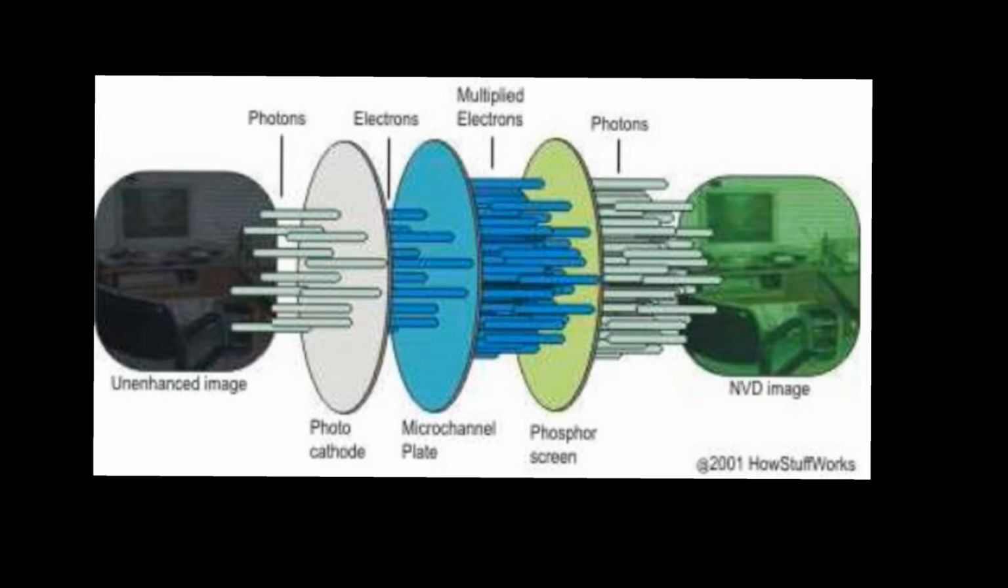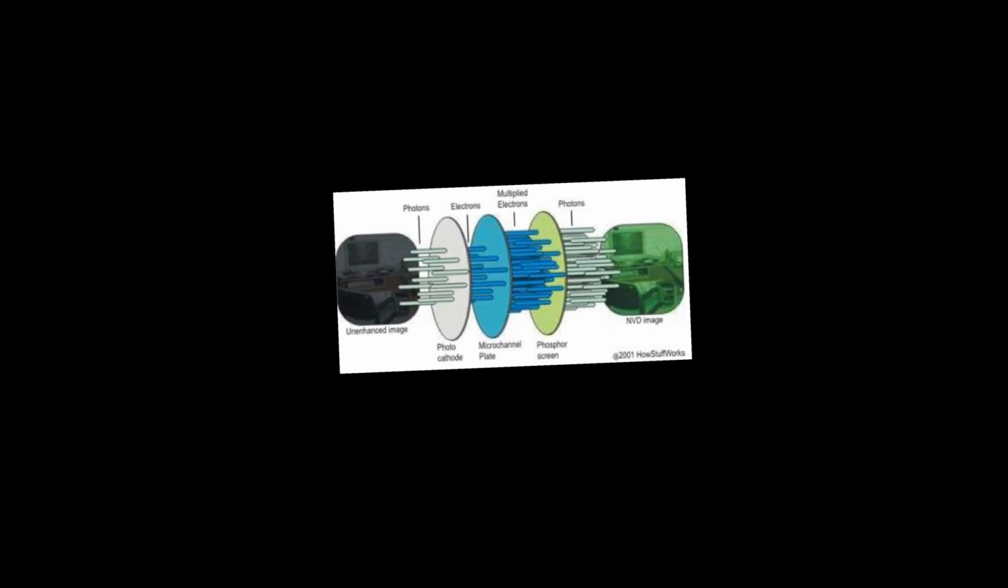Green is good because your eyes are very sensitive to it. So if we enhance a dark image with green, you're more sensitive to it. That's why your NVGs look green. It's this phosphor screen, that process. Okay, so that's NVGs.